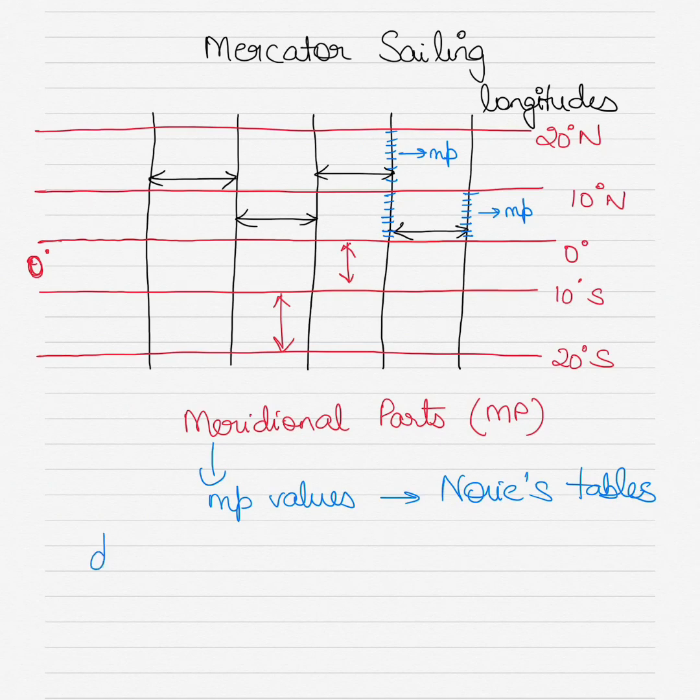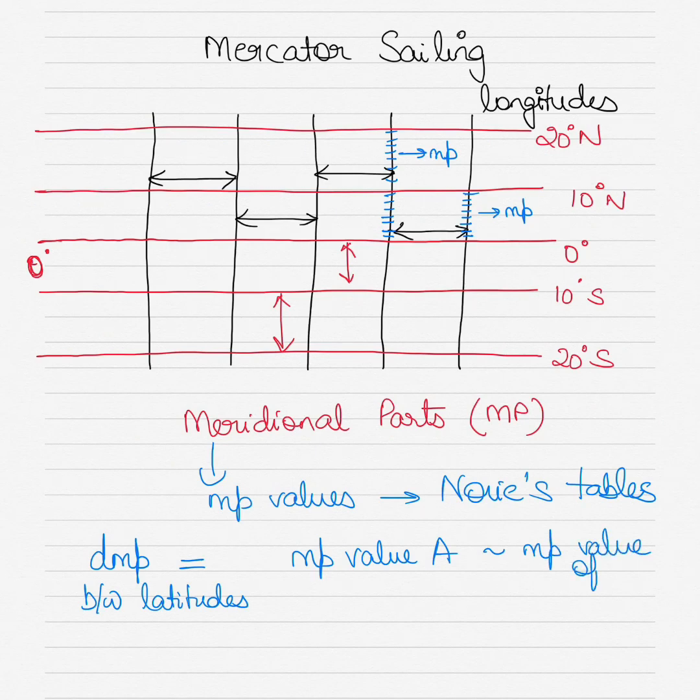Now if you have to calculate the difference in meridional parts, or DMP, between latitudes, you have to find the MP value for latitude A and find the difference from the MP value of latitude B. Now why I said difference, and I have shown it here: difference doesn't always mean subtract. It depends on whether both latitudes are in the same hemisphere or different hemispheres. If both latitudes are in the same hemisphere, you will subtract the smaller MP value from the larger MP value. If they are in different hemispheres, you will add the two MP values to find the DMP.